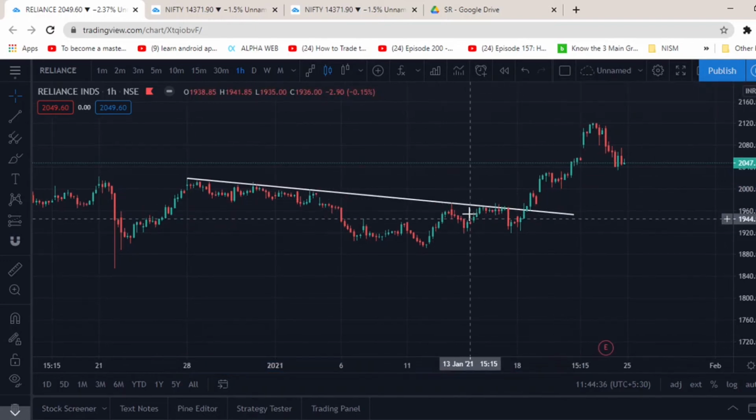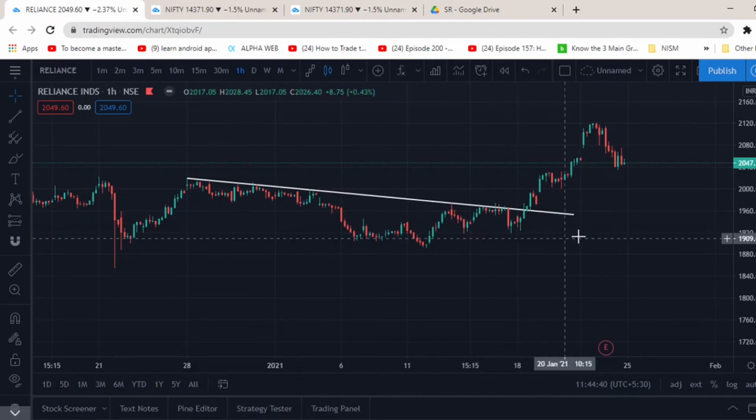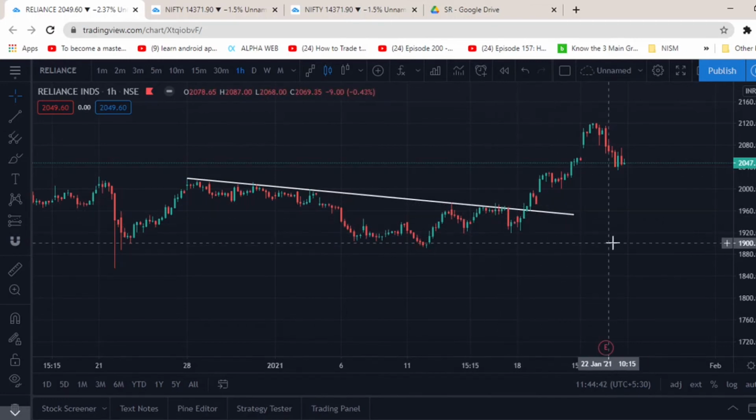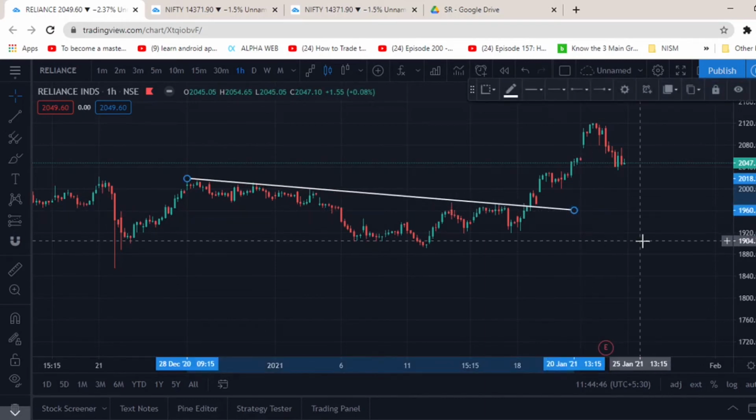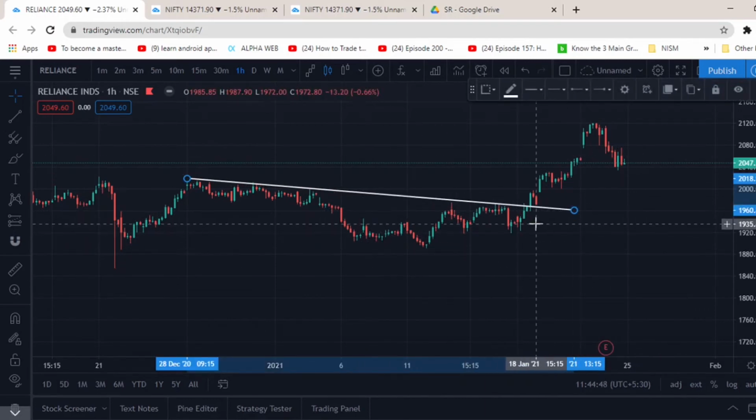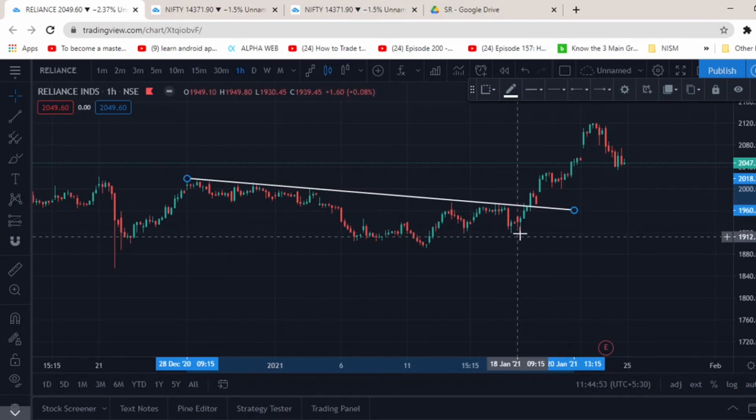if I connect this swing high here, in this case it took the resistance and the stock came down, and there are some wicks, so I'm just moving it a little bit here to find the resistance. In this small green candle, it took the resistance. In this green candle, it was unable to cross the trend line resistance, but in this green candle it just crossed and broke the resistance and moved up.